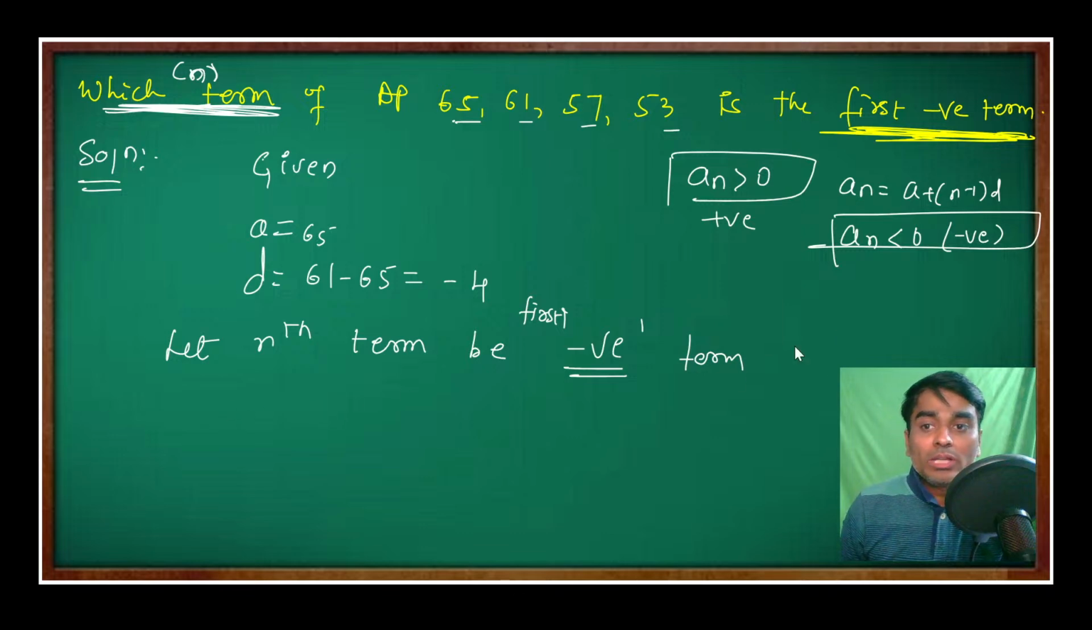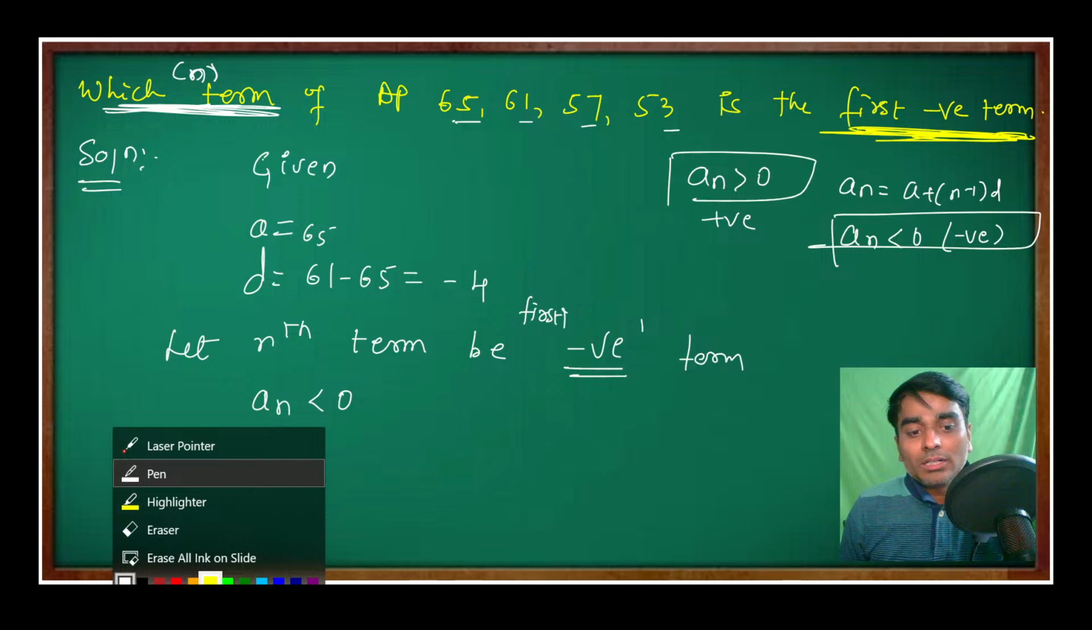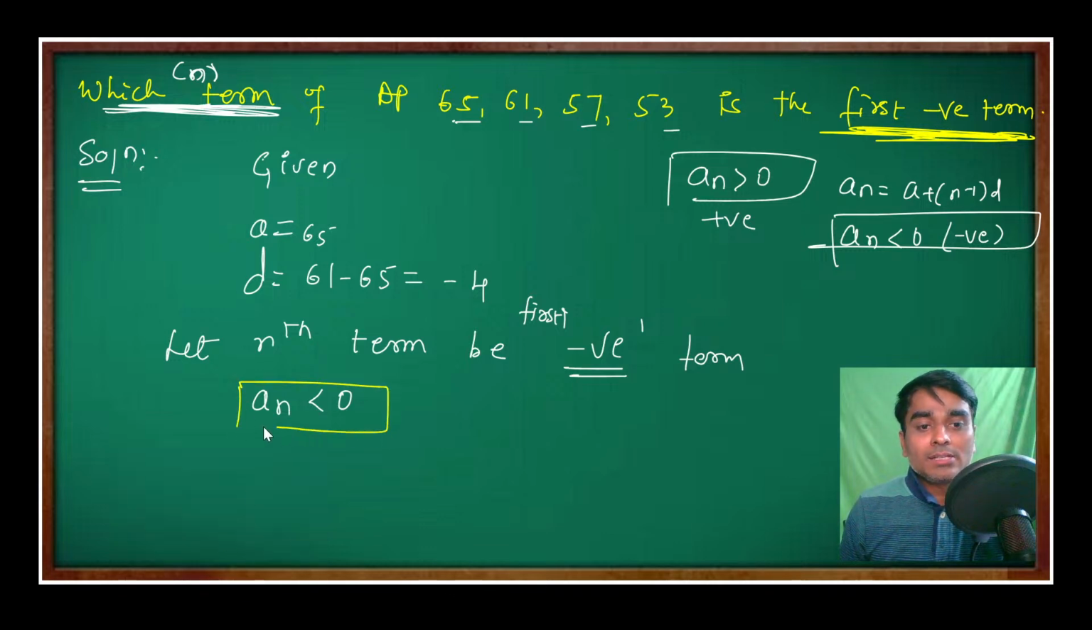So here we are not going to use a_n equal to; we will use a_n less than 0. Remember this part, very very important. a_n less than 0, this.